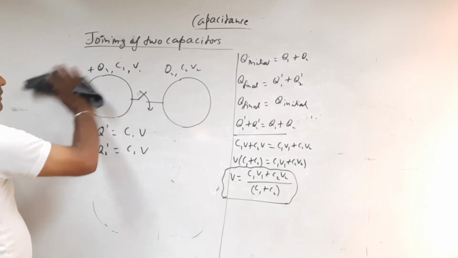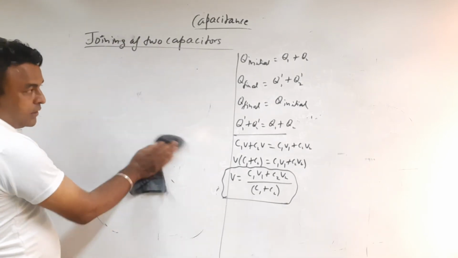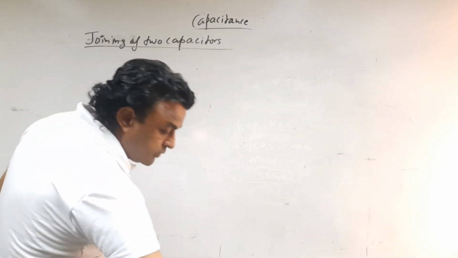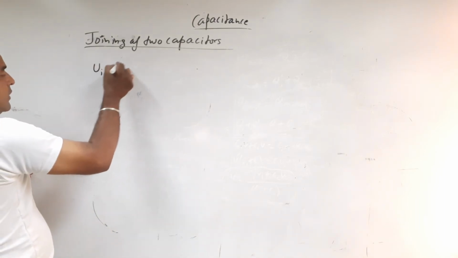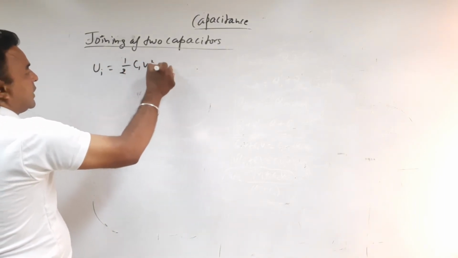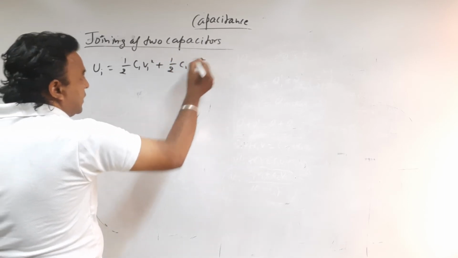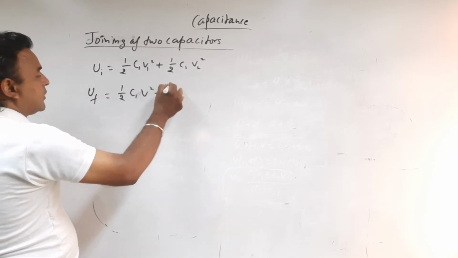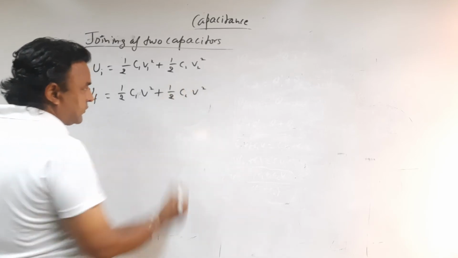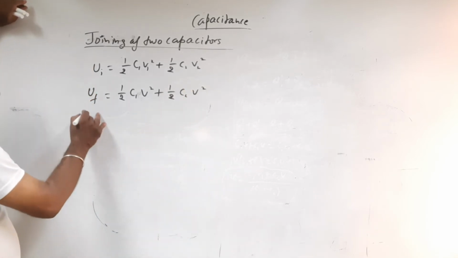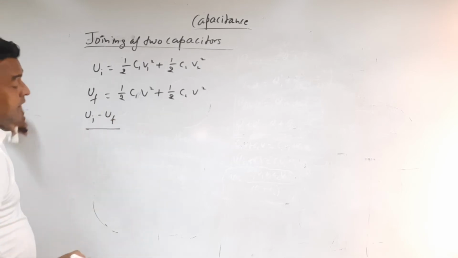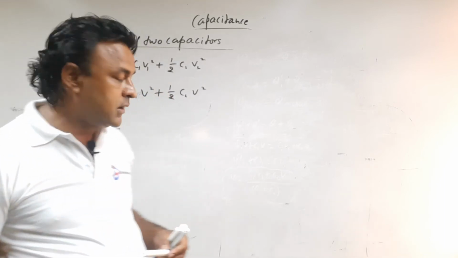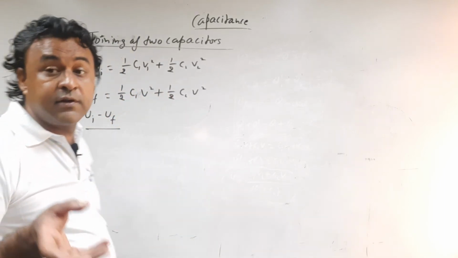Let's see, does it happen or not? Up to now we know the formula of energy, half of CV square. So let's calculate in that way. U initial, half of C1 V1 square plus half of C2 V2 square. U final, half of C1 V square plus half of C2 V square. I'll do Ui minus Uf. If it is positive, then there is loss of energy, meaning initial energy was greater than the final. If it is negative, then there is gain in energy, and if it is zero, then there is no loss of energy.